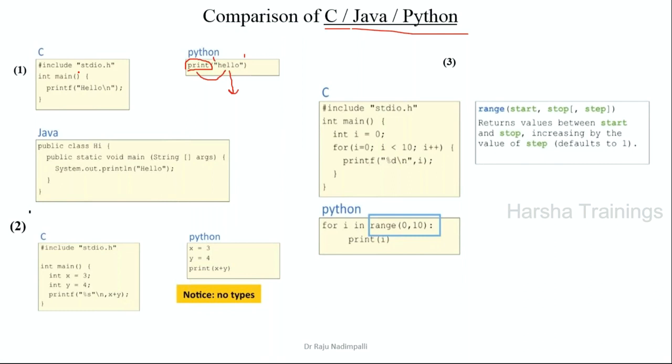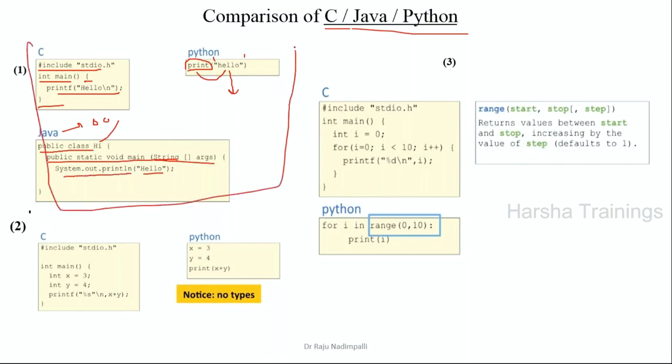For example, if I want to do the same thing in C language, I should include a library. Then I should write a main function, open bracket and close bracket. Then here I should use a function called printf. Same thing if you want to write it in Java. Java is a pure object-oriented language, so everything should be in classes. Even though I want to print hello, I should write a class. And if I want to write code, I should write a main function. For that, I will write public static void main, String args, System.out.println. This much code you should write. This is the simple comparison of how to display a simple message onto the screen.